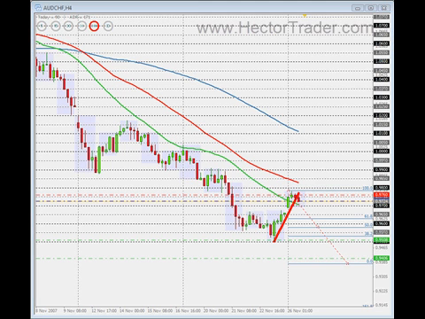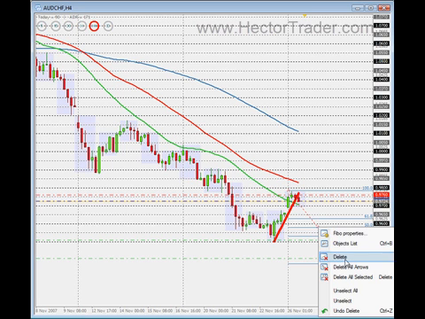It gets me all the way down to this area. As usual, I exit a few pips before hitting that full projection. Just, you know, a conservative target.